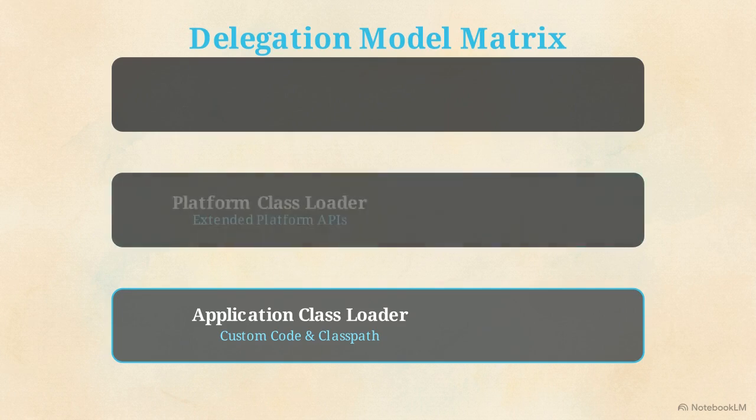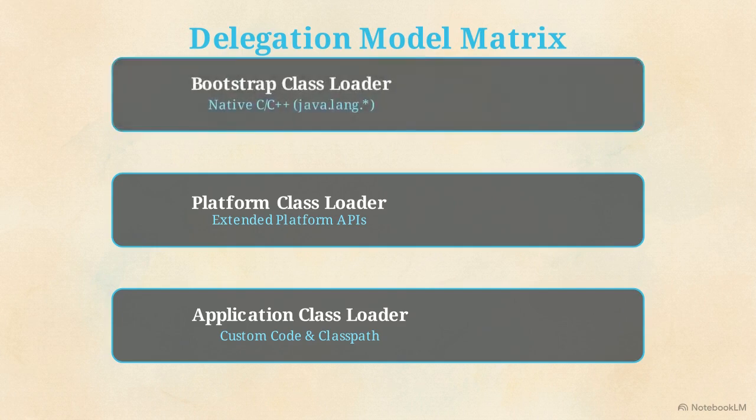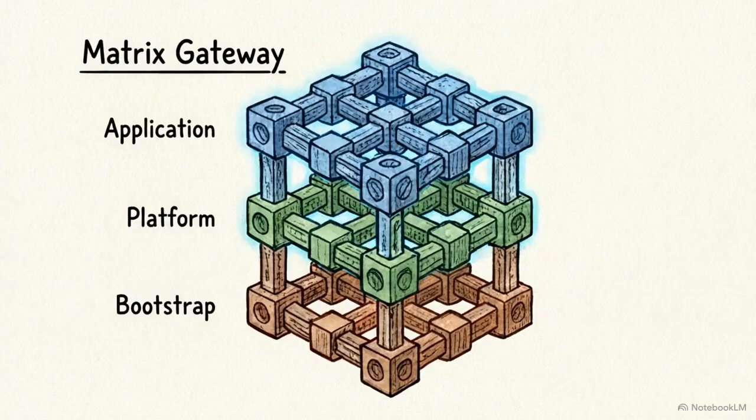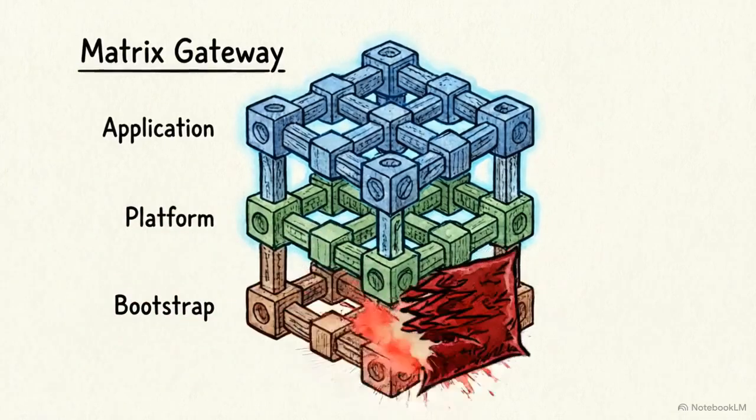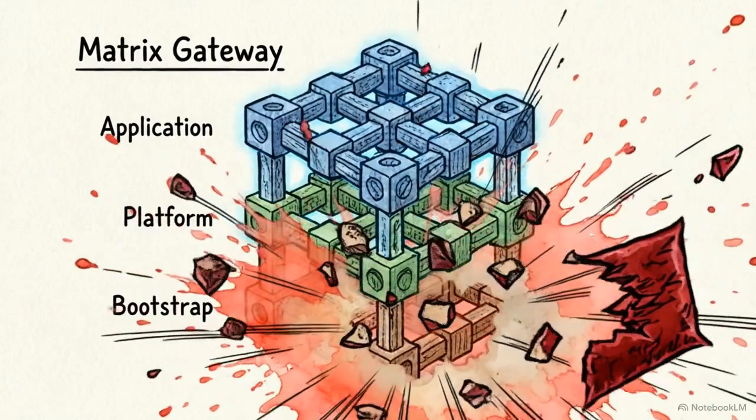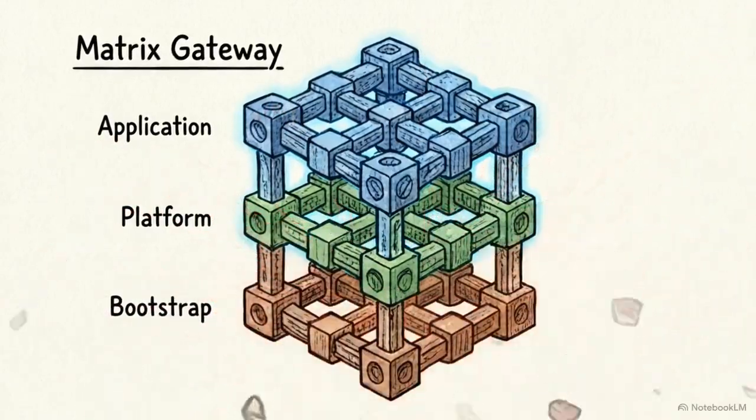At the base is the application level for custom code, moving up to the platform level for extended APIs, and finally the bootstrap level, written in native code to handle foundational runtimes like java.lang. The rule of this matrix is upward delegation. A loader must pass the request to its parent first. It will only parse the raw bytecode itself if every parent loader reports that it cannot locate the class. This upward-first execution path acts as a hard defense mechanism, preventing external payloads from overriding core platform classes.